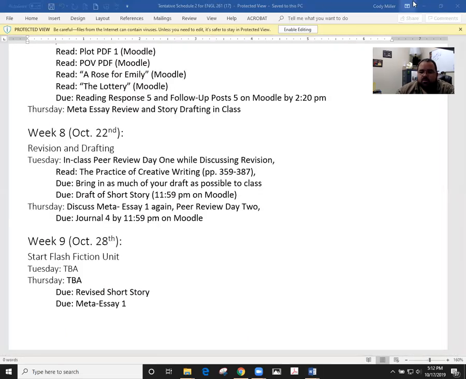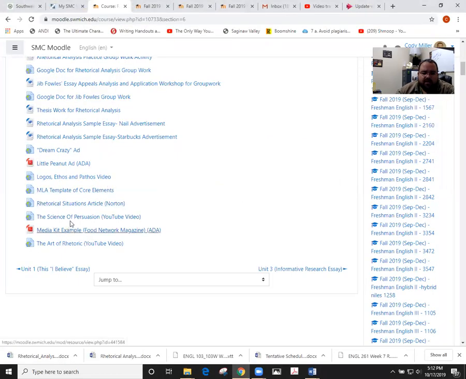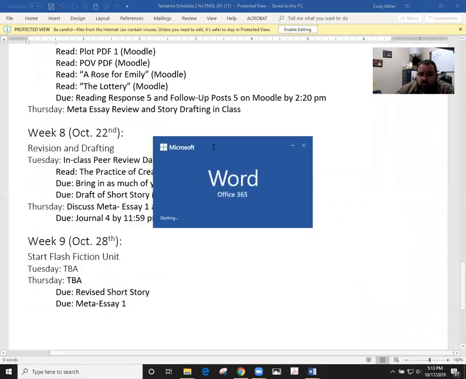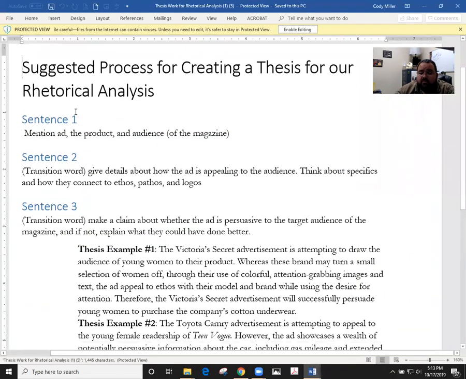Now, you also want to make sure that you are understanding how to work through the thesis, because I'm talking about that in the draft and asking you to submit that. So the thesis work is right here. What I'm asking you to do is follow through with the idea of a 3-sentence process. That 3-sentence process, each one of them has a particular set of information in it.